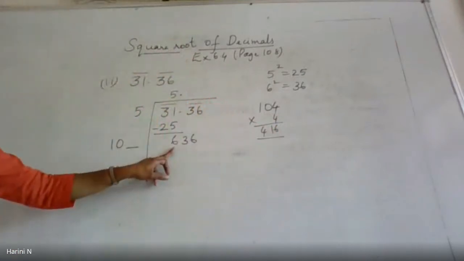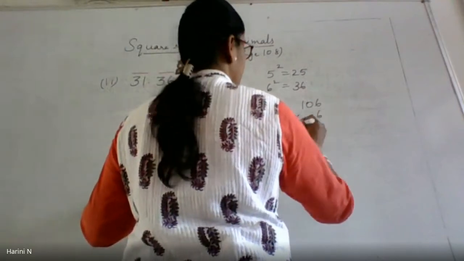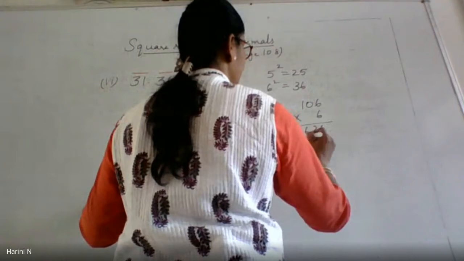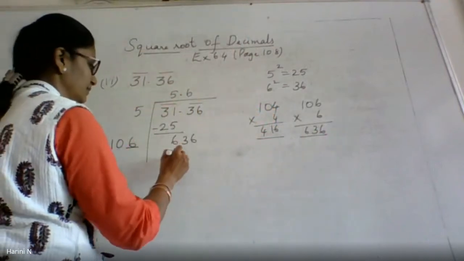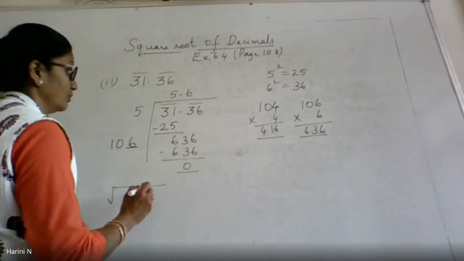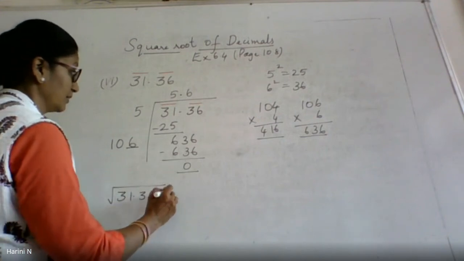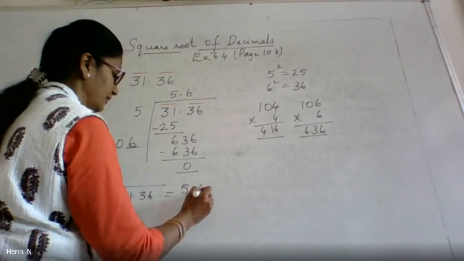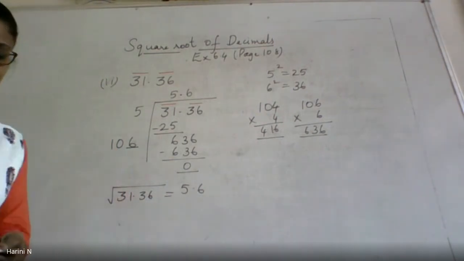I have a still bigger number. So let me check with 6. 6 sixes are 36 and 6 ones are 6. Exactly 636. So your new quotient there is 6, which on subtraction has given you 0. So the square root of 31.36 is equal to 5.6. Great. Any more doubts here?